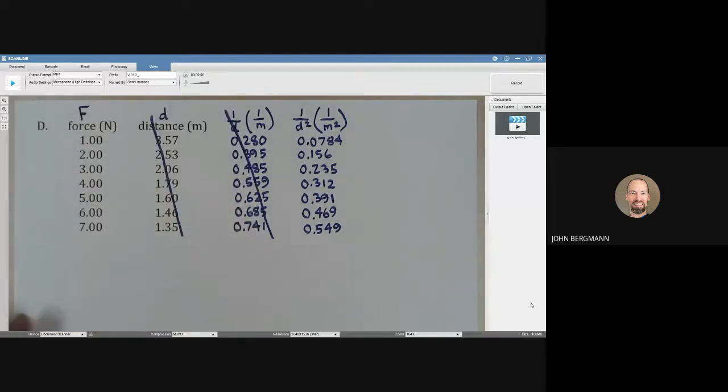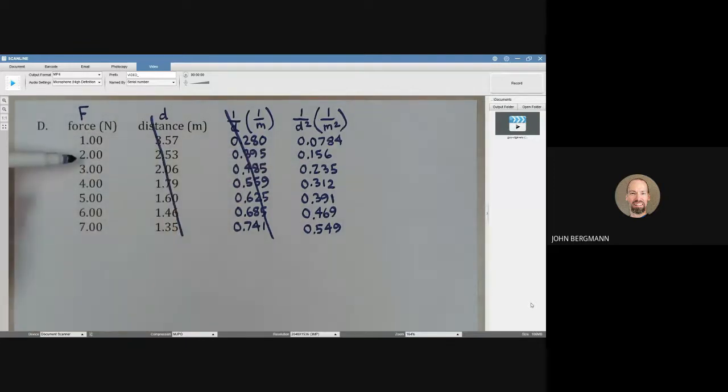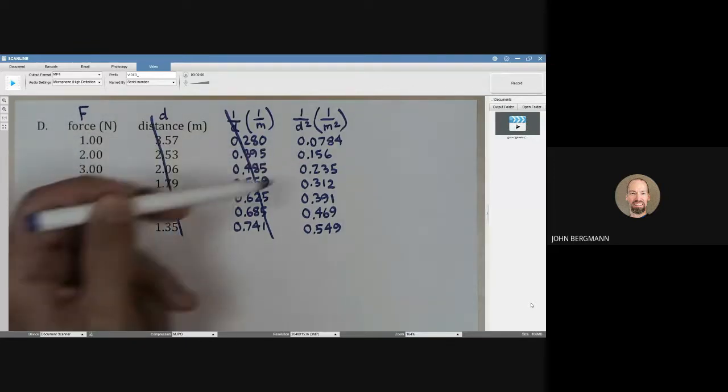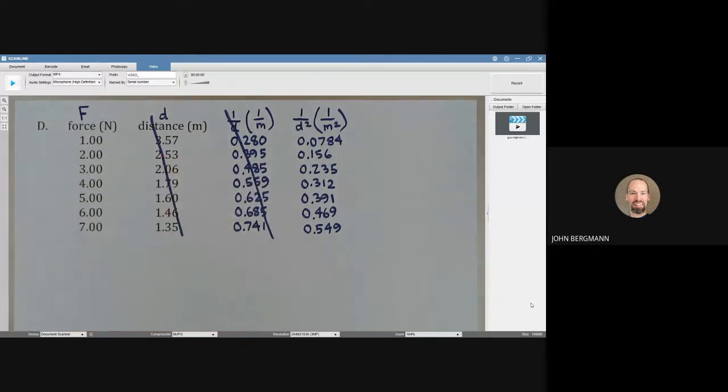All right, let's check for linearity again. 1 to 2 over here, roughly 0.08 to 0.16. That's a doubling. Looks good. Let's check here. 2 to 4, 0.156, doubled. Yep, looks good. So those two columns are what we want to put into our calculator.